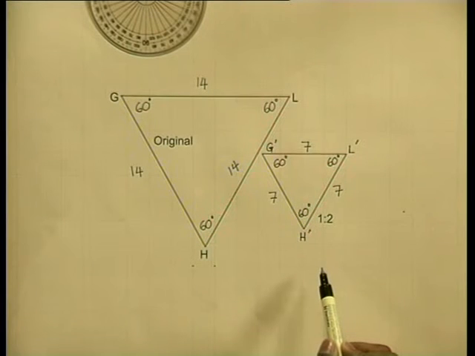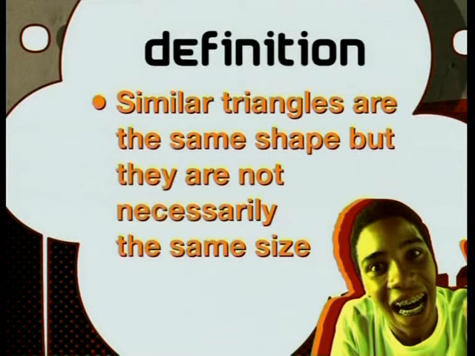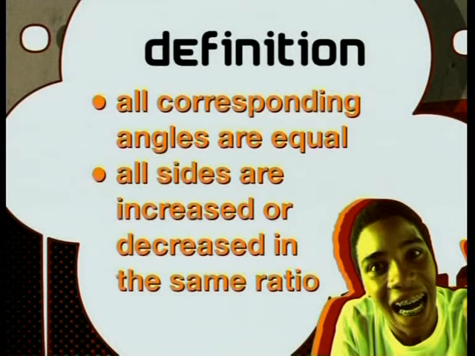Can you see that in both these triangles we have the same results as with the scalene triangle? Although the lengths of the sides differ, the sizes of the corresponding angles remain the same or equal. Do you think that now, after these observations, we can define this geometrical property of similarity in triangles a little more clearly? Similar triangles are the same shape, but they are not necessarily the same size. Two triangles are similar when all corresponding angles are equal and all sides are increased or decreased in the same ratio.